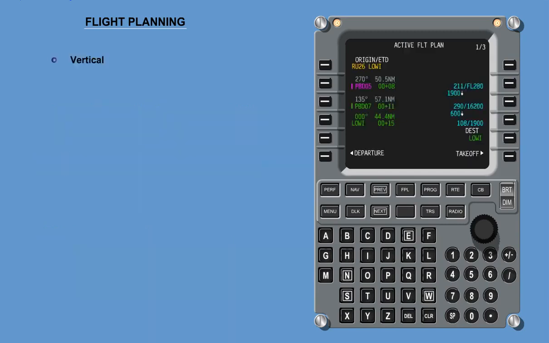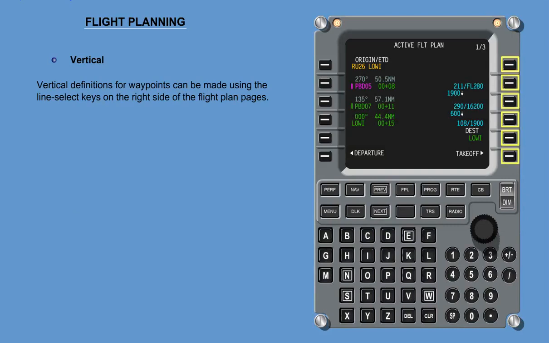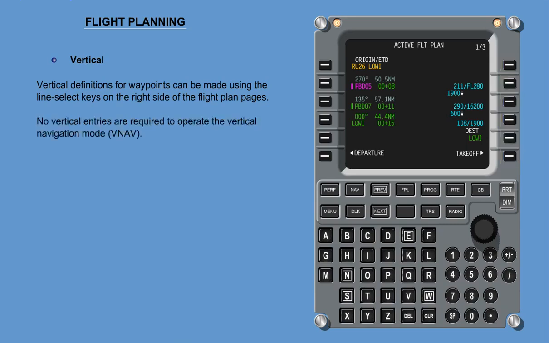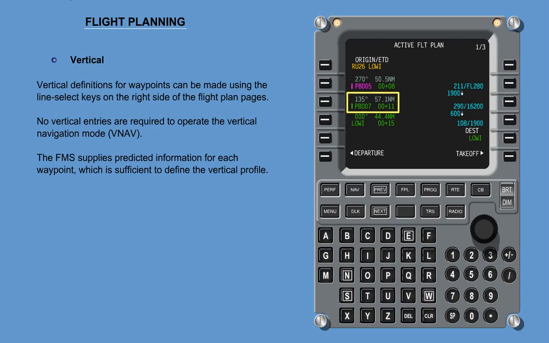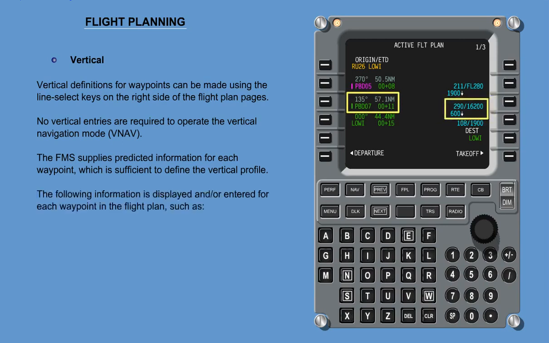Vertical flight plan. Vertical definitions for waypoints can be made using the line select keys on the right side of the flight plan pages. No vertical entries are required to operate the Vertical Navigation Mode, VNAV. The FMS supplies predicted information for each waypoint, which is sufficient to define the vertical profile. The following information is displayed and/or entered for each waypoint in the flight plan, such as altitude, speed, angle, vertical speed, constraint type.